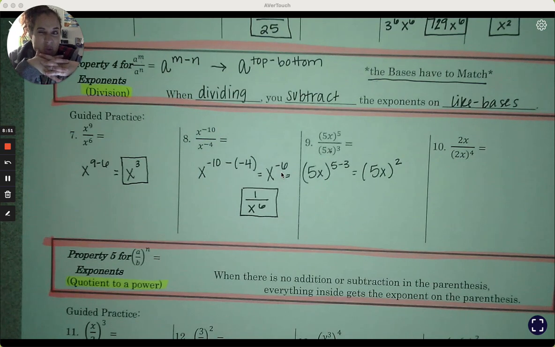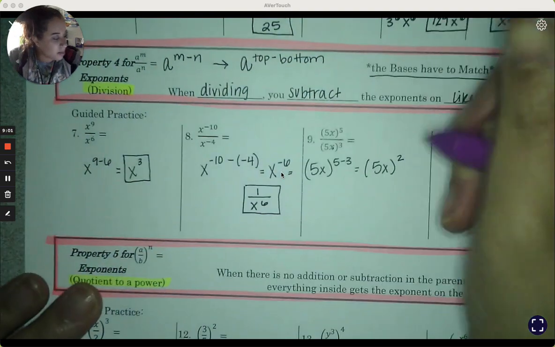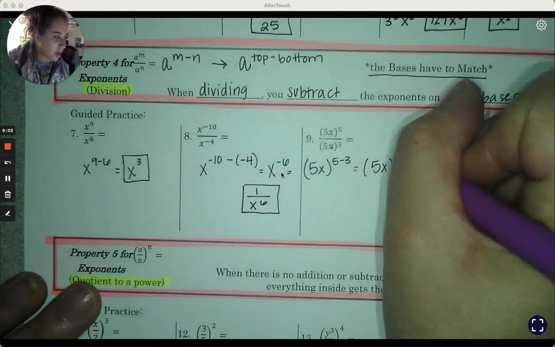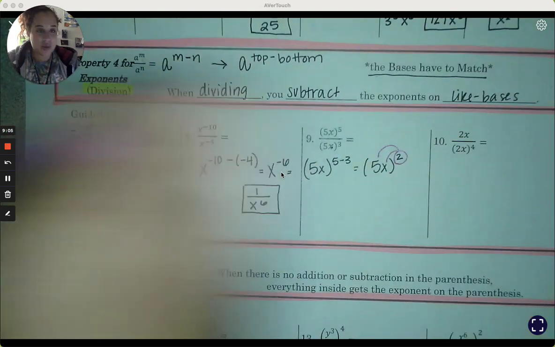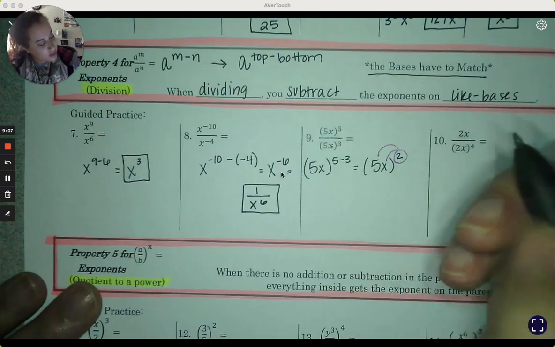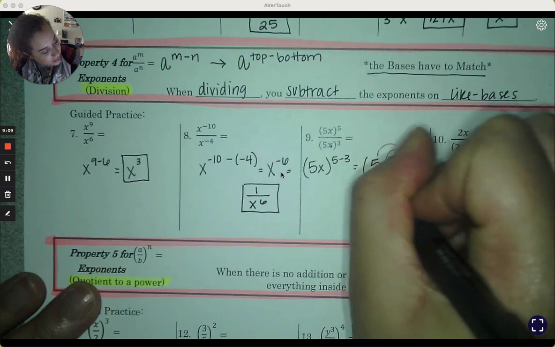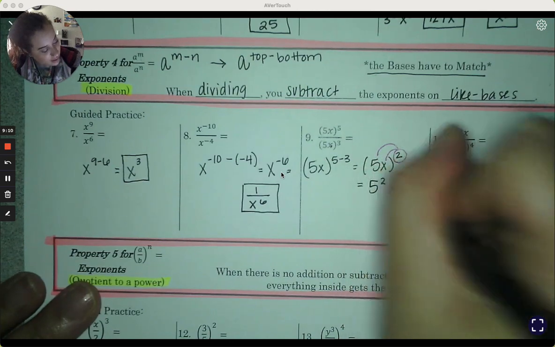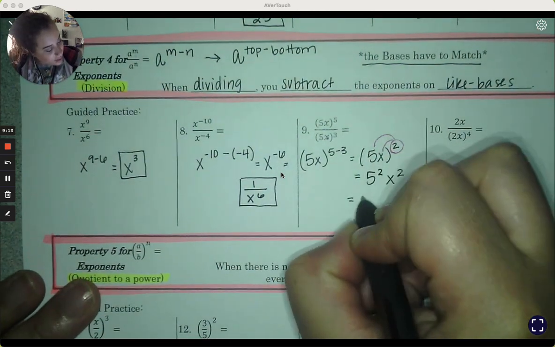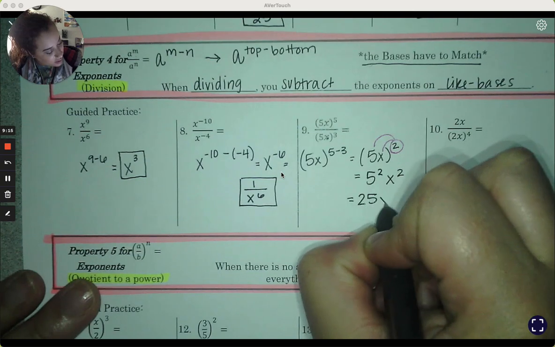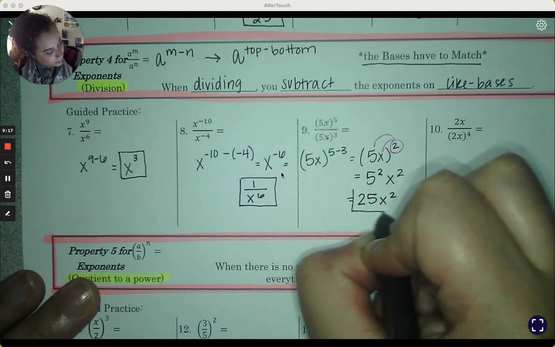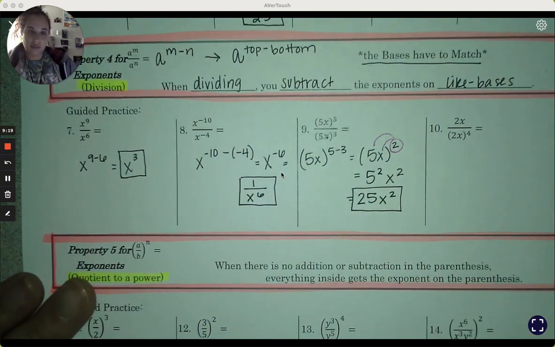But now we have a power of a product. So everything inside the parentheses is going to be squared. Okay, so I'm going to square everything. So this becomes 5 squared, x squared. 5 squared is the same thing as 25, x squared.